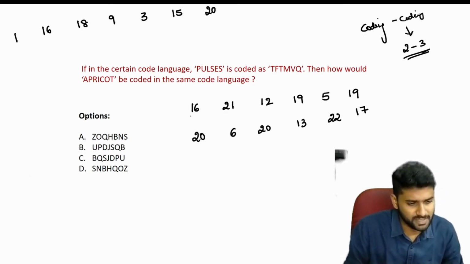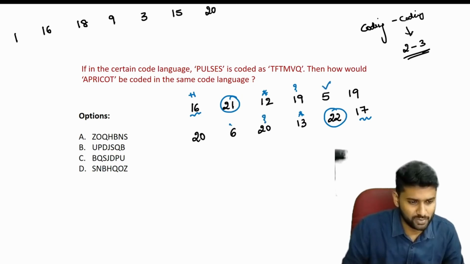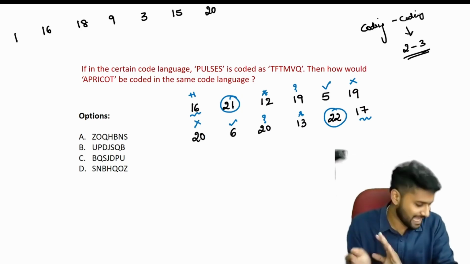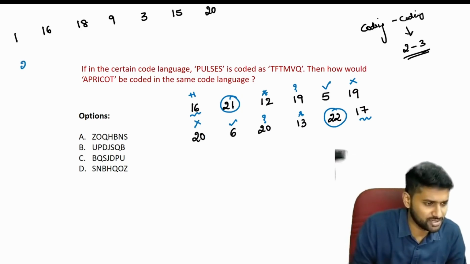Now see, they coded in this way, guys. First to the last, it shifted exactly plus 1. Again see, 21, 22. Again 12, 13. Again 19, 20. Again 5, 6. Again 19, 20. So they will code it first to the last position. Now, we want here the 21st letter.